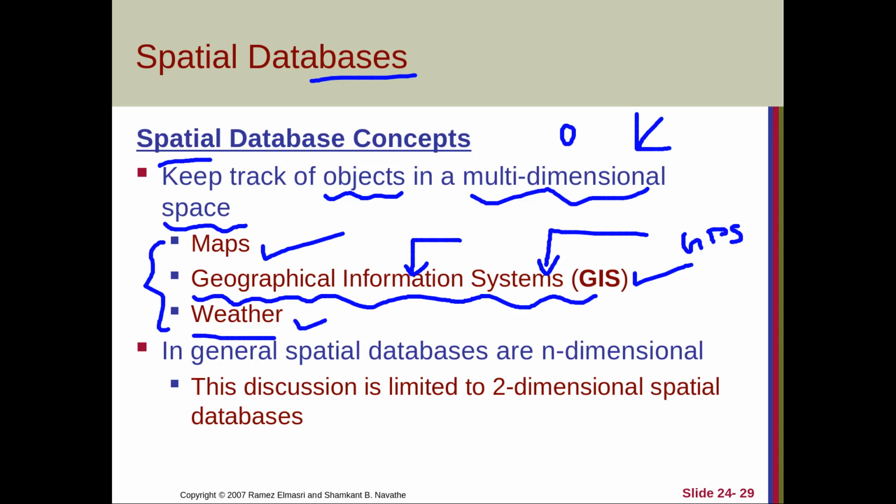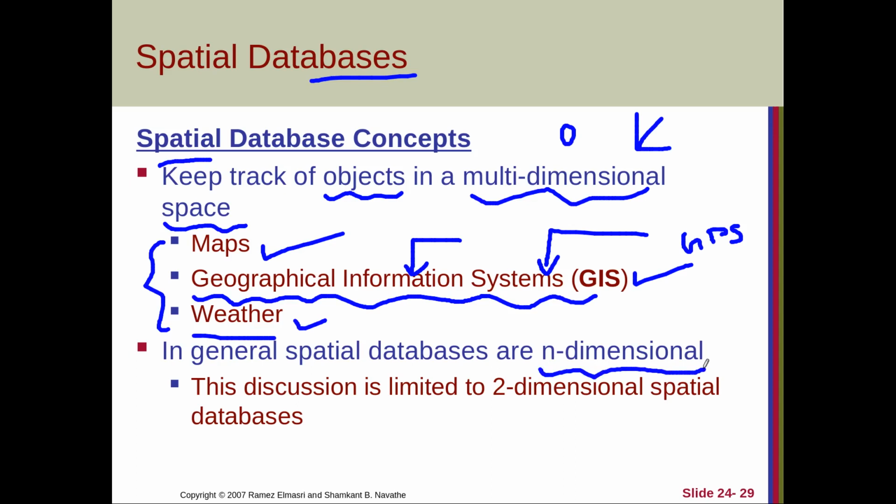All these can be represented by using the spatial database model. So the representation will be different. Maybe it is in a single dimensional or two dimensional, or maybe in a more than three dimensional format. So in general, we can say that spatial databases are in n dimensional format.